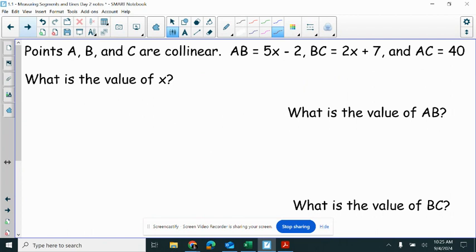And we're going to stop there. With this type of problem, you would just draw your picture first, and then you would do the same thing.